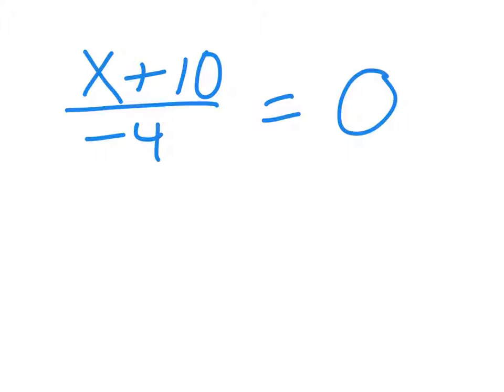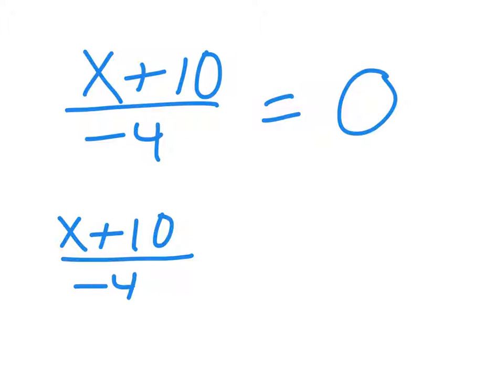Here's another one that's a little tricky, not because it's any different as far as the number of steps. It looks kind of the same as ones we've done. It's because of this 0. So watch what happens here. Let me rewrite this real quick. x plus 10, that whole thing is being divided by negative 4. I'll leave a little bit of space.